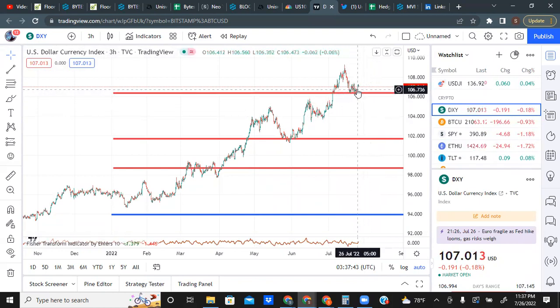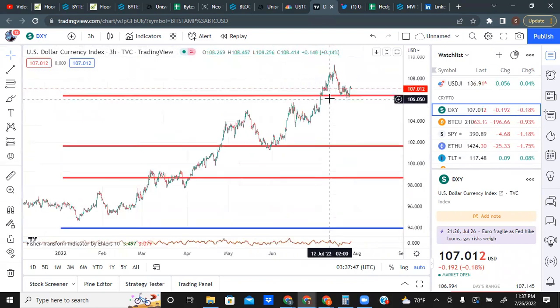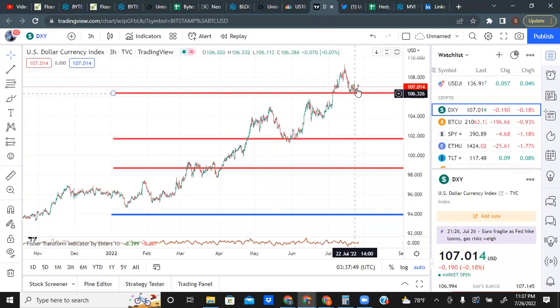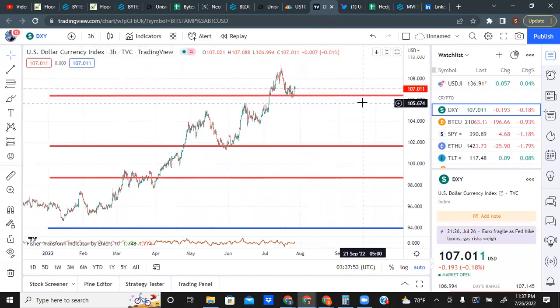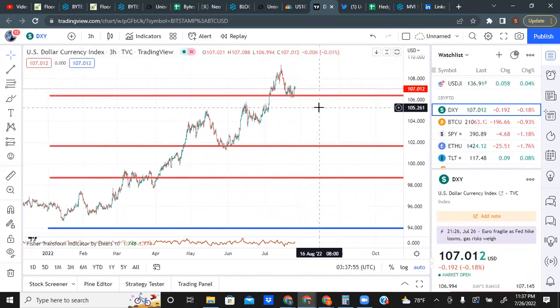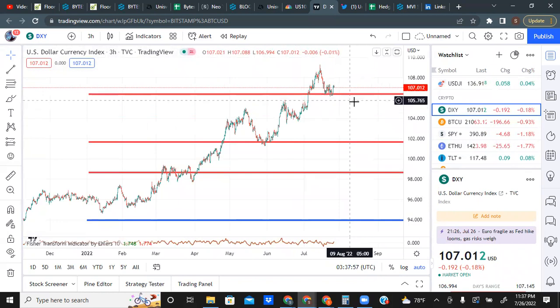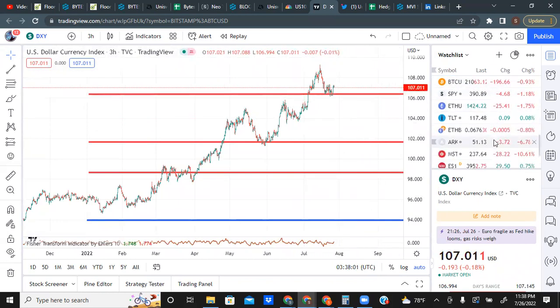But what's going to happen here? We did find support on the resistance, so maybe we can continue to move higher. Or will this be the catalyst for the next bull market, this dollar coming lower? That is a good thesis, right? As the dollar gets weaker, assets can start to go back up.